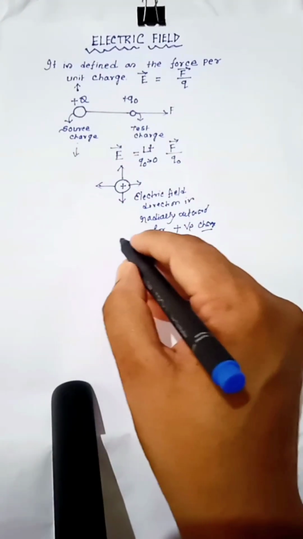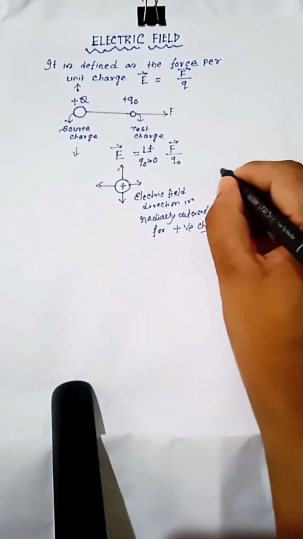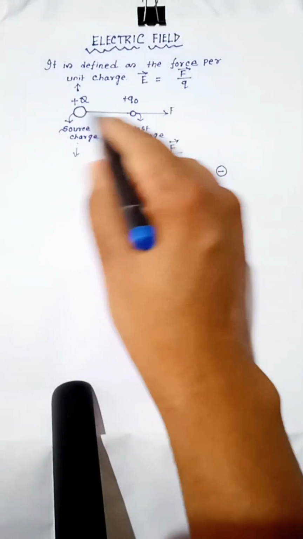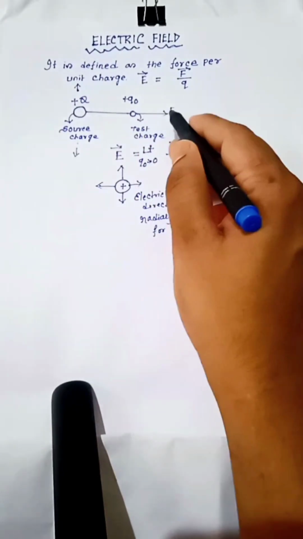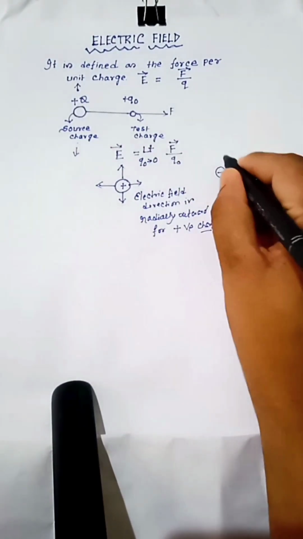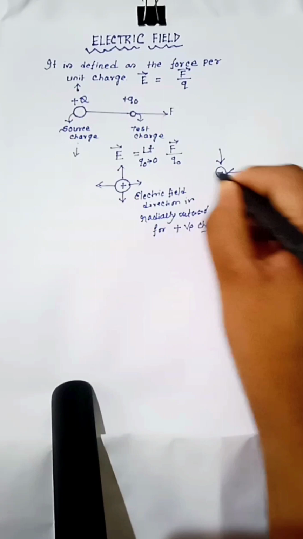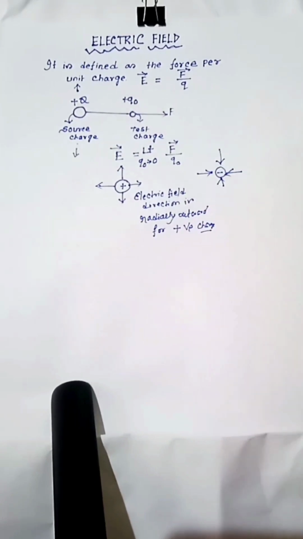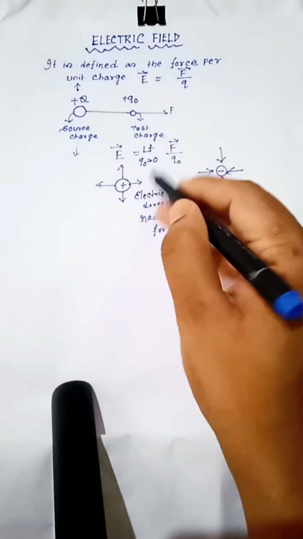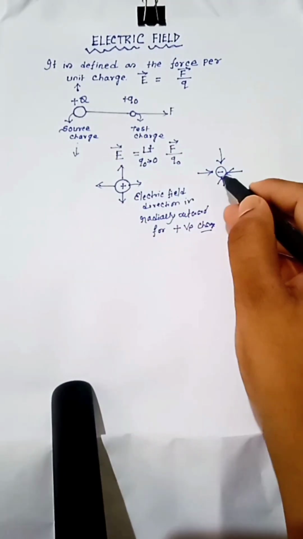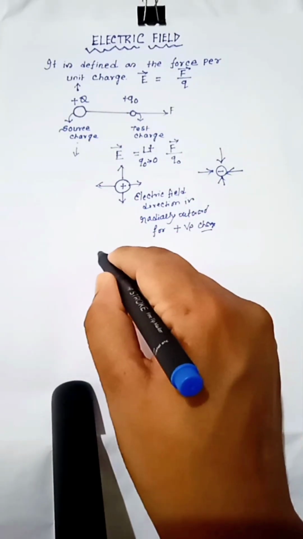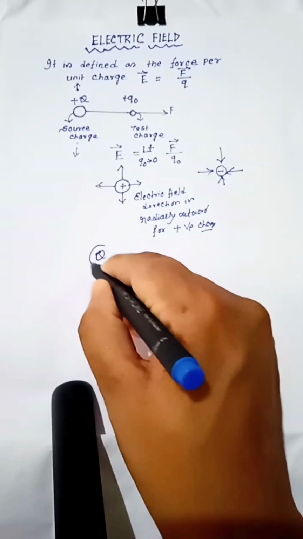But if we consider a negative charge, then what will happen? The force will be an attractive force. So it will be in the inward direction, radially inward. So today we have learned that field direction is radially outward for positive charge and radially inward for negative charge.